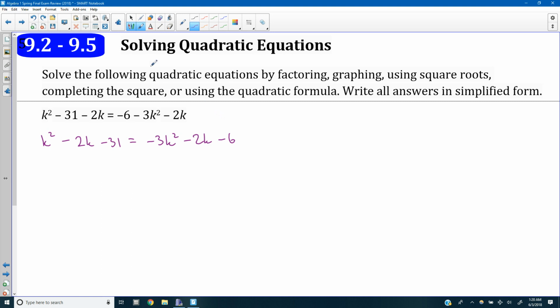Okay, awesome. I'm going to try and move everything to the right side. I'm going to add 3k squared, I'm going to add 2k, I'm going to add 6. I'm going to add 3k squared, I'm going to add 2k, I'm going to add 6. These cancel completely. Excuse me, on the right side, you're left with 0. On the left side, you're left with a 4k squared. Looks like these cancel here, and then a negative 25.